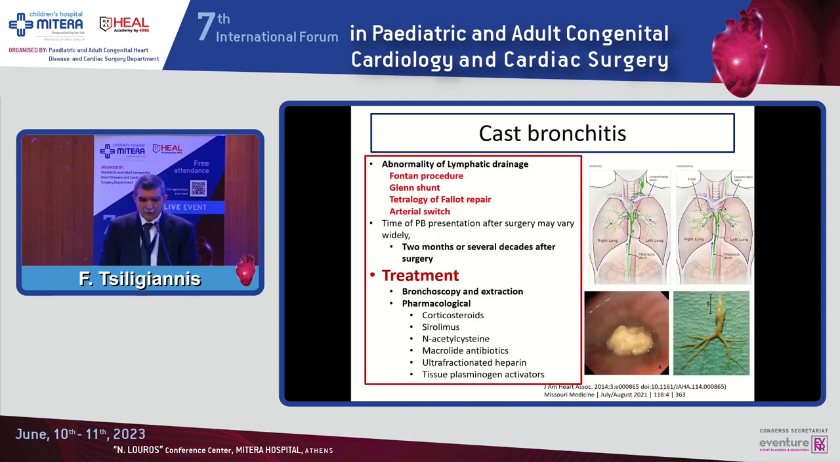Last but not least is cast bronchitis, which is an abnormality of lymphatic drainage that can be seen after Fontan procedure, Glenn, tetralogy of Fallot repair, or arterial switch, and also rarely in other congenital heart disorders. The time of presentation may vary widely. It may be 2 months or several years after the procedure. The treatment is by bronchoscopy and extraction of these large casts, if they are present, and by use of various kinds of medications for prevention of it.